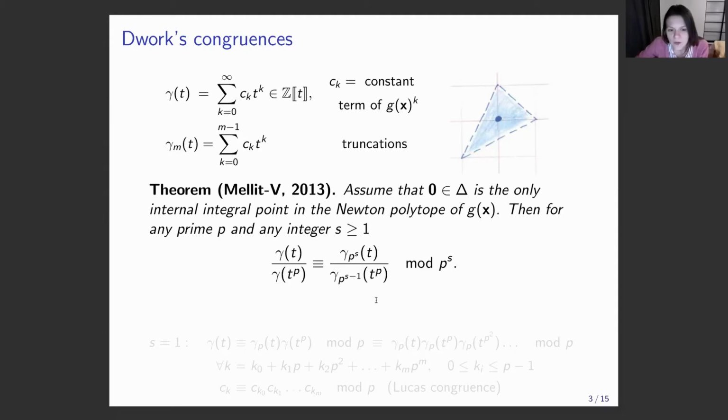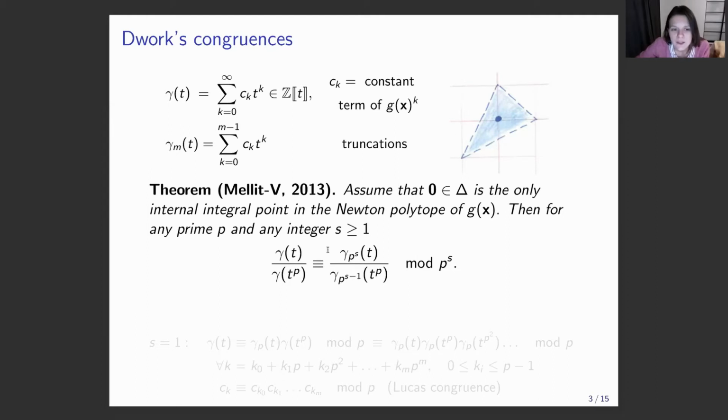We call it Dwork's congruence because it was observed by Bernard Dwork in his work on rationality of zeta functions and deformation theory of zeta functions for families of algebraic varieties, families of hypersurfaces. But Dwork proved it only in certain cases where gamma is a particular hypergeometric function. So back in 2013, we found this generalization, which has very little assumptions, only this one, that 0 is the only internal integral point in the Newton polytope. So it applies to many sequences of constant terms of powers.